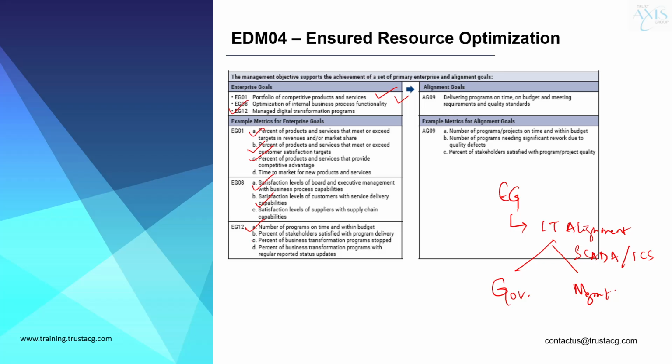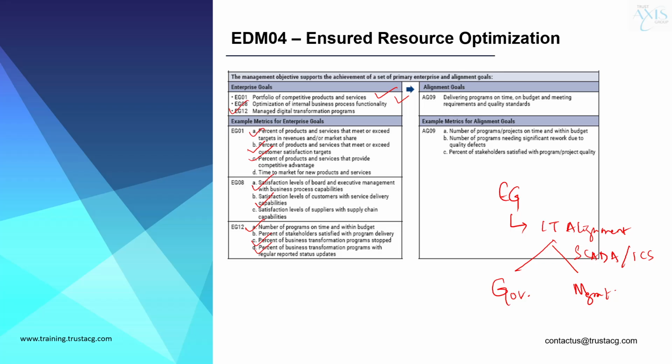You can also measure the percentage of business transformation programs which are stopped or delayed, which will help you identify the resource or governance bottlenecks. You may also have a measurement of the programs that provide regular and accurate status updates, which will reflect good oversight and transparency. Together, these enterprise goals will ensure that resource management drives your innovation, operational excellence, and transformation success. Okay, so these are all the enterprise goals.